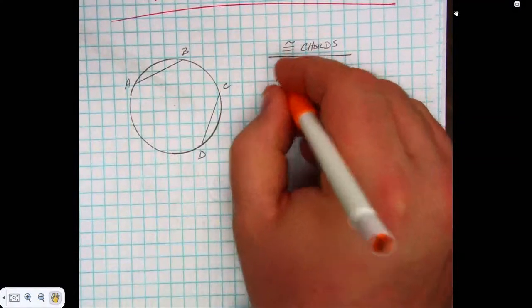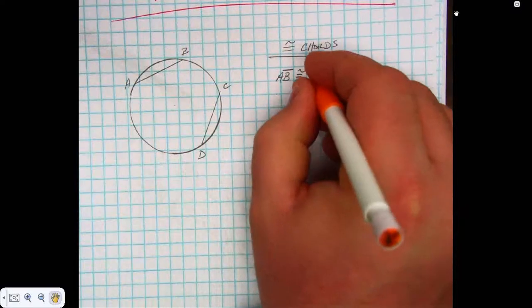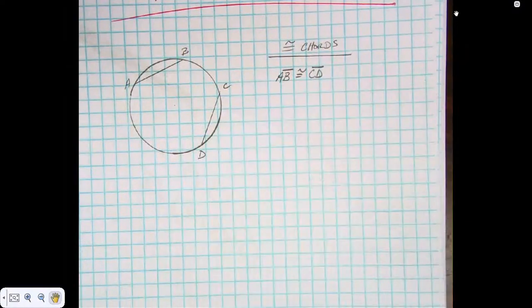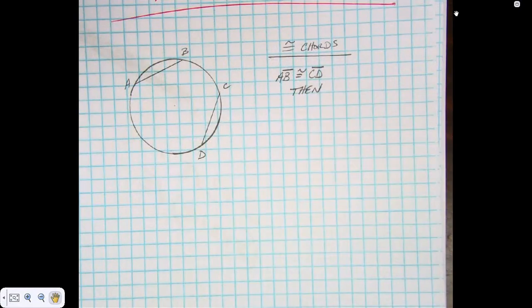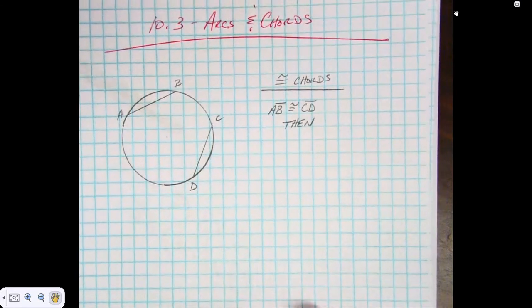So AB is congruent to what? CD. What do you think? What else do you think would be true if you were just guessing? Looking at that picture, knowing that I measured that out properly, do you think you could say anything else? And think about the name of this section, arcs and chords. So what am I comparing? Arcs and chords. So what do you think?